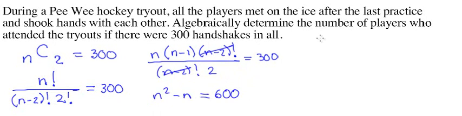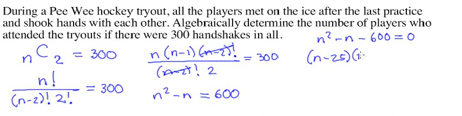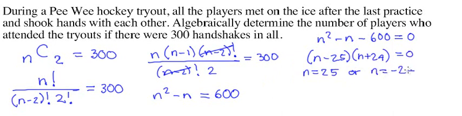Take the 600 to the left, and we get n squared minus n minus 600 equals 0. So this is fun. We need to come up with two numbers which add up to -1 and multiply to -600, and I believe those are going to be -25 and 24. Multiply that out, equals 0. So two possibilities. Either n is 25 or n is -24.